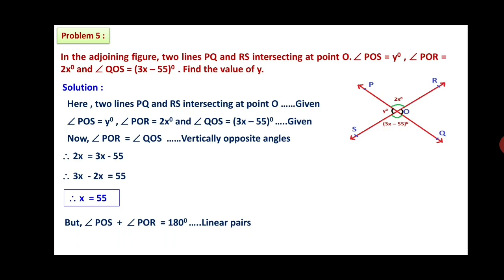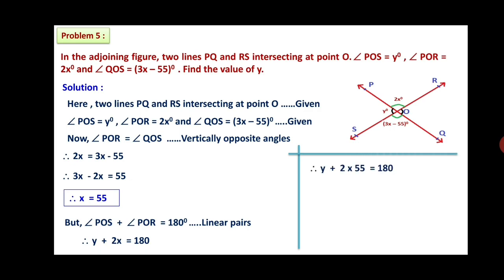But we know that angle POS and angle POR are both forming a linear pair and their sum is 180. Now substitute the value of those angles. POS is y and POR is 2x. So y plus 2x is equal to 180. We have calculated the value of x. We'll substitute that value. Therefore y plus 2 into 55 is equal to 180. Therefore y plus 110 is equal to 180. 110 goes to the right, it will become minus. Therefore y is equal to 180 minus 110. So y is equal to 70 degree.